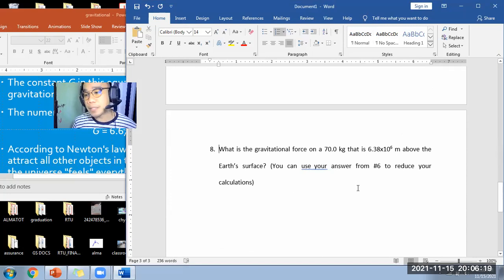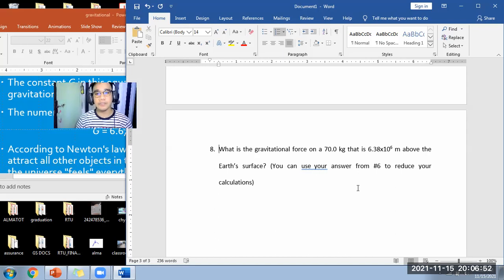So what is the gravitational force from a 70 kilogram mass that is 6.38 times 10 to the 6 meters above the Earth's surface? You can use your answer from number 6 to reduce your calculation. So what will be your final answer? Let's just apply what we did earlier. So what will be the answer?